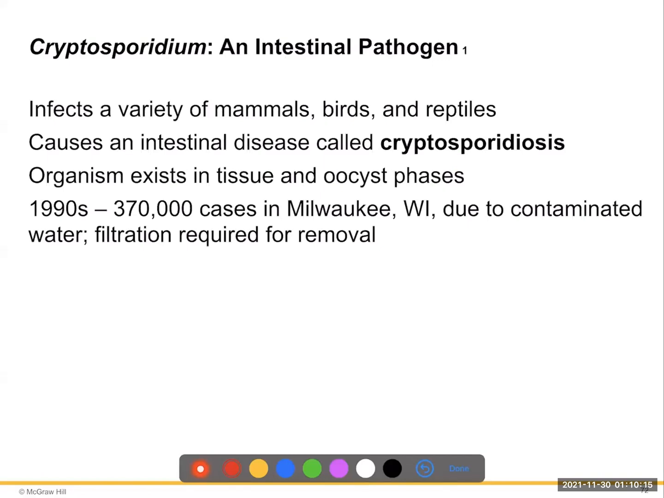Cryptosporidium, it's another intestinal pathogen. Infects a variety of mammals, birds, and reptiles. Causes intestinal disease, cryptosporidiosis. Organisms exist in tissues and oocysts. Okay, in the 1990s, there were 370,000 cases in Milwaukee, Wisconsin, due to contaminated water. 370,000 cases because of contaminated water, in just one city. Filtration is required for removal of it.